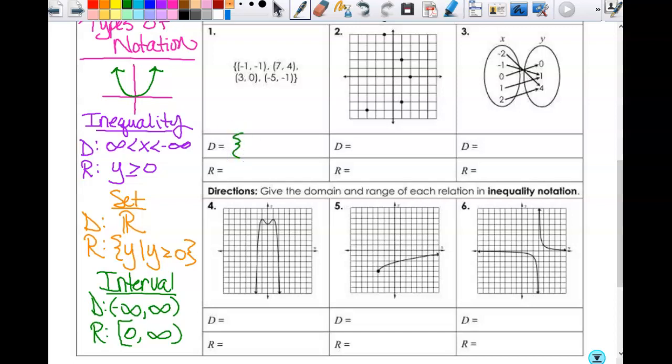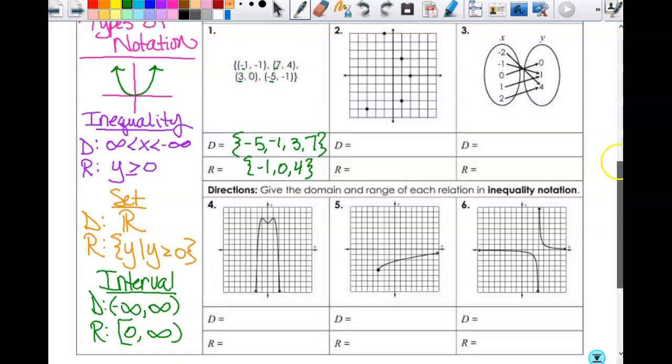The domain is just the x values. I've got -1, 7, 3, and -5. Well, the smallest one is -5, then -1, then 3, then 7. There's my domain. Yes? The range is my y's of -1, 4, 0, and -1. So -1 shows up twice. Do I write it twice? No, I do not. So this is -1, 0, and 4. Any questions about those? We're good, right?